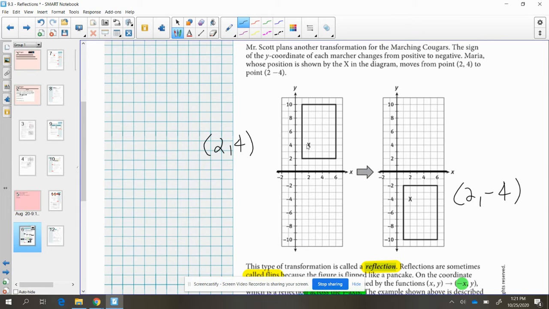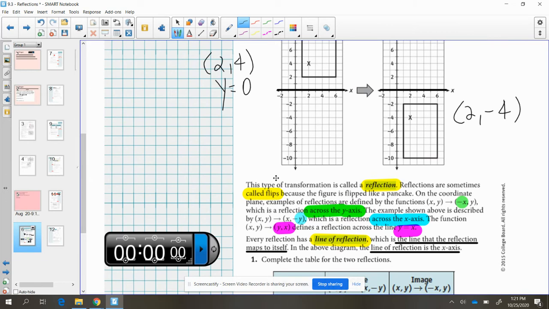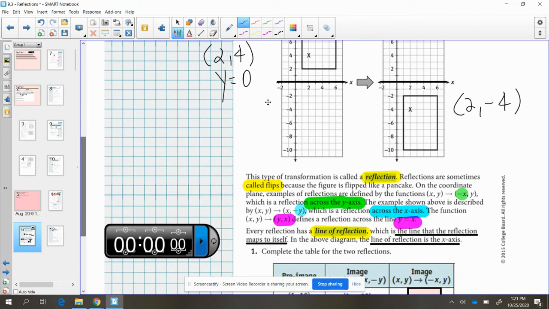What it is instead is a flip over this line, the x-axis, aka the line y equals 0. It's a horizontal line through 0. So what we would say this is instead a reflection, which we call our flips. This is another type of rigid transformation that's going to keep the same shape, but it's just flipping. Notice a flip across this axis caused our y value to change.